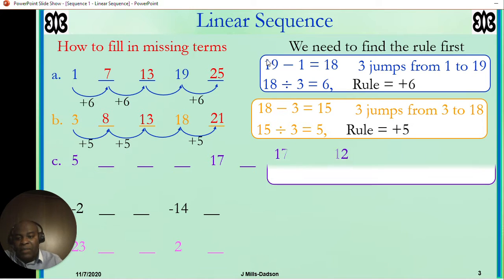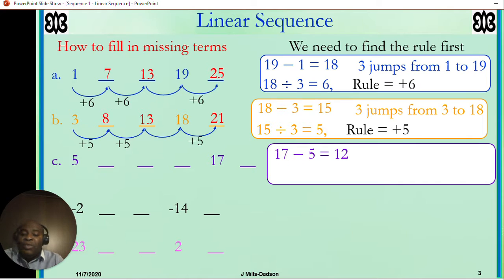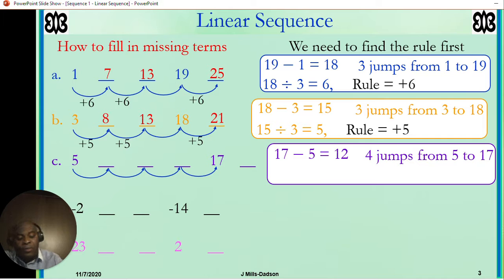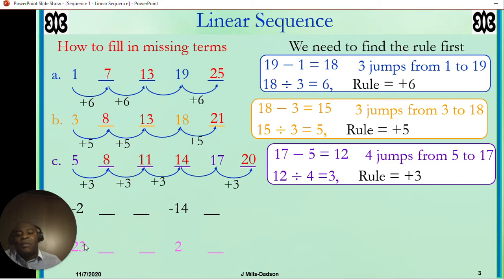Let's look at C. Difference between 17 and 5 is 12. Number of jumps this time is 4 jumps. 12 divided by 4 gives us 3. So the rule is add 3 each time. And our missing numbers are 8, 11, 14, and 20.